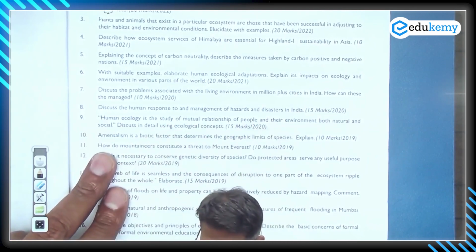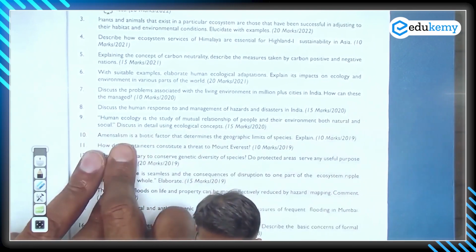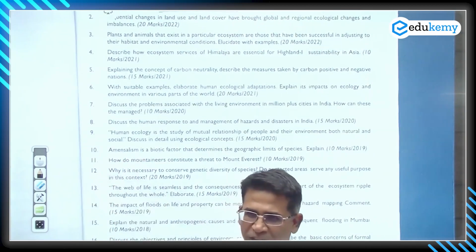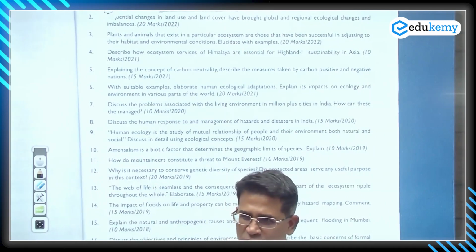Okay. So human ecology, okay, this is a different one. Amensalism. Amensalism is that negative and neutral wala relationship.